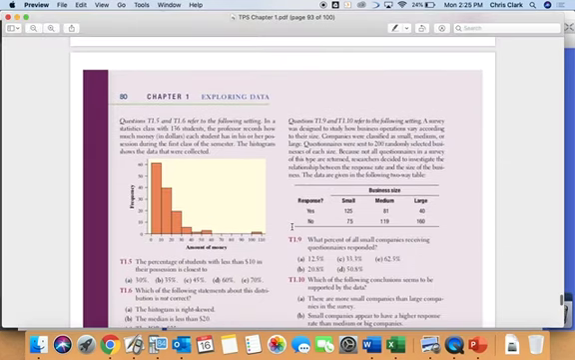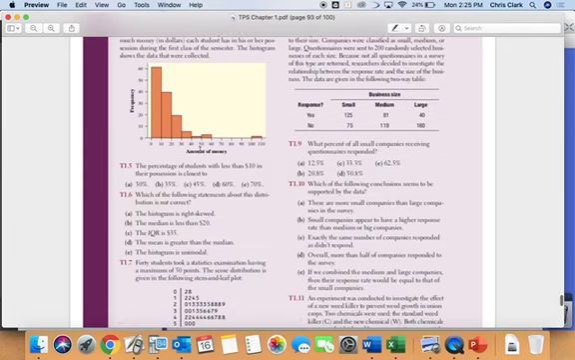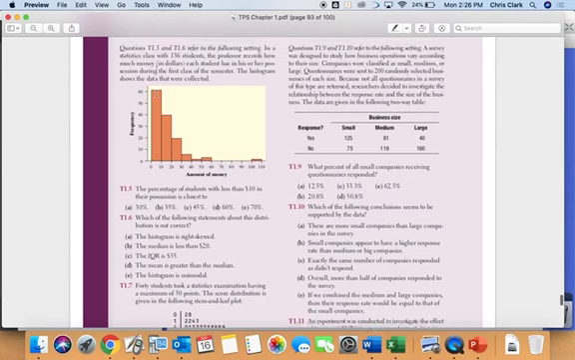Number 5, I have a setting where there's 136 students. The professor records how much money each student has in her possession during the first class of the semester. The histogram shows the data that were collected. I have all of this amount of money here. And it asks for the percentage of students with less than $10 in their possession. Less than $10 is closest to what? So less than $10 would be everybody in this bar right here. And there's 60 students in that bar.